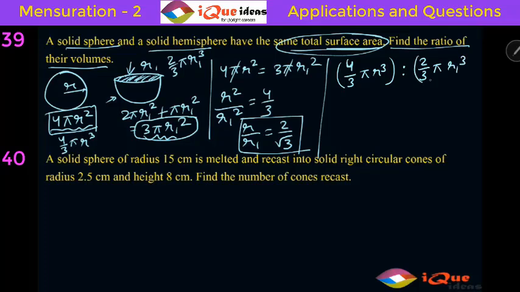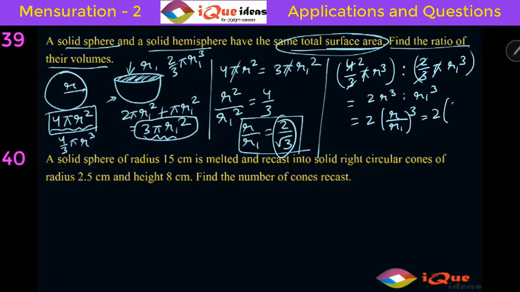Alright. You can see very clearly that this pi and pi will get cancelled. 3 and 3 will get cancelled. 2 cancels 4 two times. So it is equal to 2r³ is to r1³. Right. This can be written as 2 times (r upon r1) whole cube. We already have r upon r1 as 2 by root 3. So we put it here: 2 into (2 by root 3) whole cube.